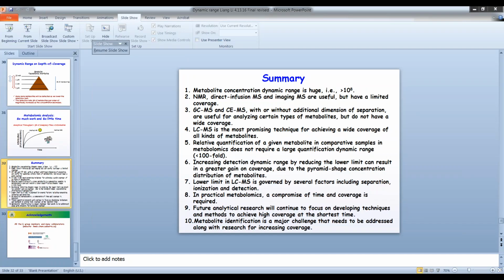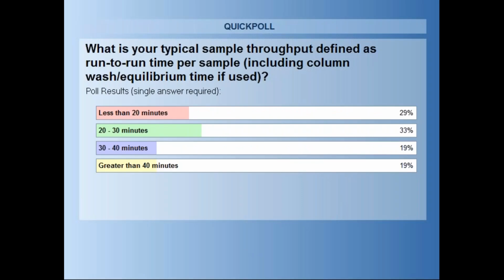And then finally, the last question: what is your typical sample throughput, defined as run-to-run time per sample, including column wash equilibrium time if used? Again, that's almost a fairly flat distribution, it looks like to me, but maybe the mode is about 20 to 30 minutes for a run per sample, and that would make sense for NMR as well.